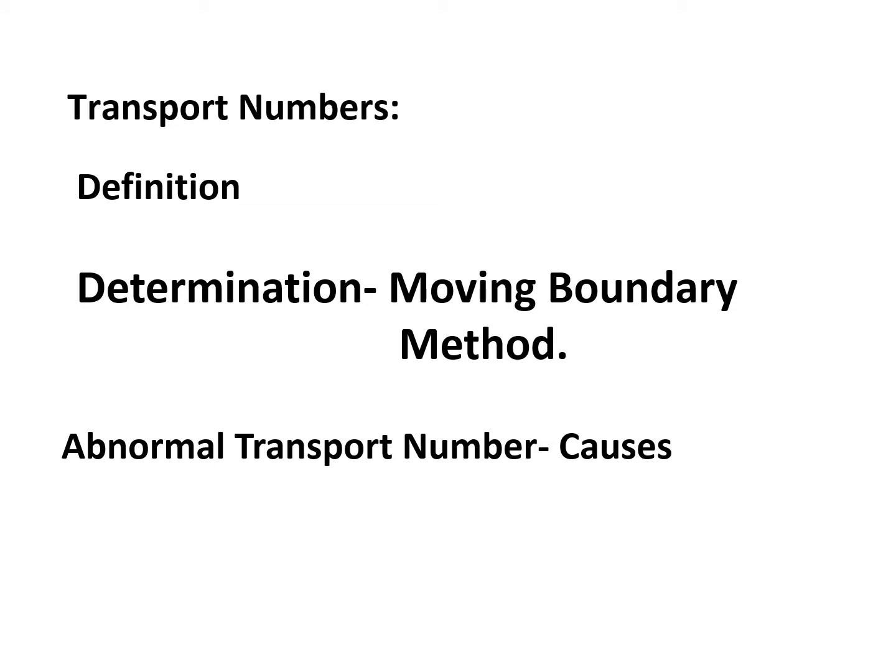In this session, we discuss the definition of transport number, the relationship between transport number, ionic mobility and equivalent conductance, determination of transport number of a cation by the moving boundary method, and also abnormal transport number and its causes.